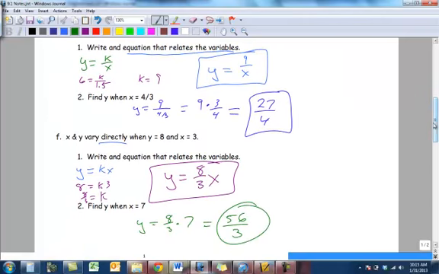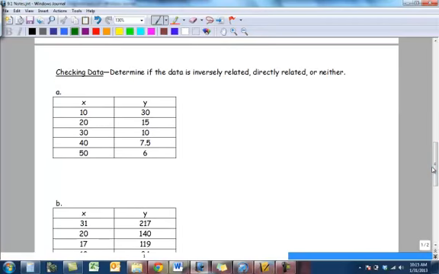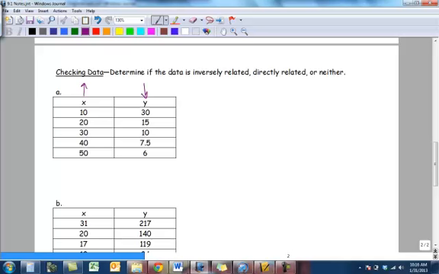Y is equal to k divided by x. Now, checking data. Here's this data. They want us to figure out, does this data vary inversely, directly, or neither? Now, so we have 3 choices here, but let's look at this data. What is our x doing here? X seems to be going 10, 20, 30, 40. It's going up. X is going up. What is y doing? Y is going 30, 15, 10. It's going down. So here's the thing. What is eliminated immediately?